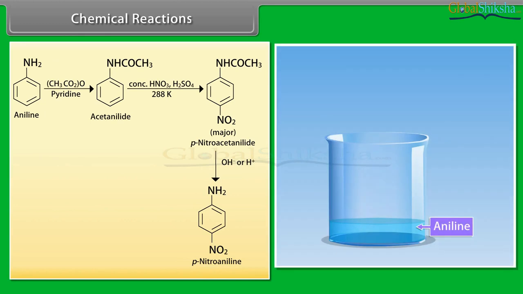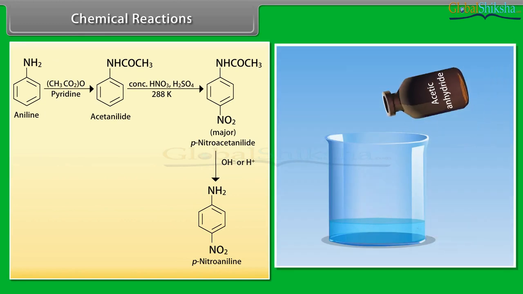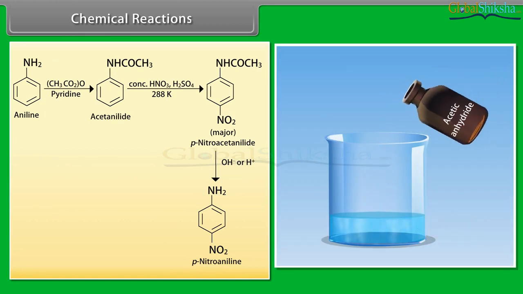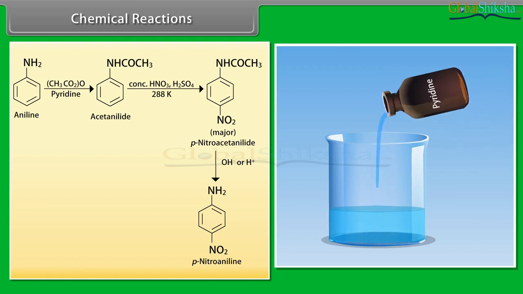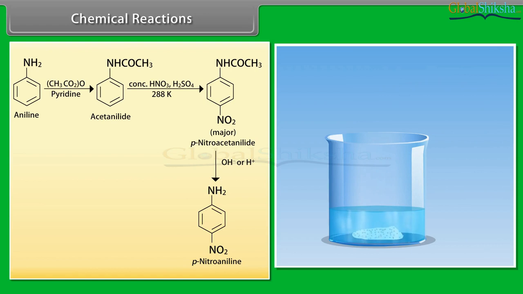Aniline reacts with acetic anhydride and pyridine and forms acetanilide. Now add concentrated nitric acid and sulfuric acid at room temperature and form para-nitroacetanilide, followed by hydrolysis to produce para-nitroaniline.